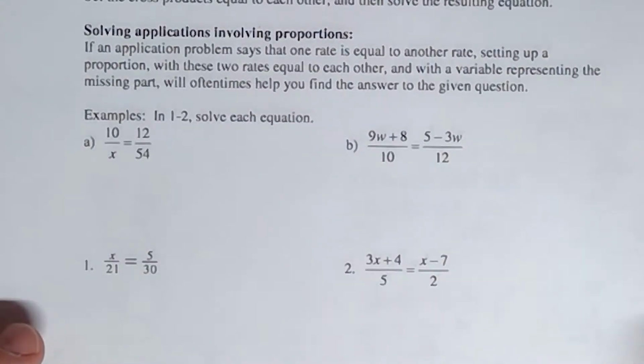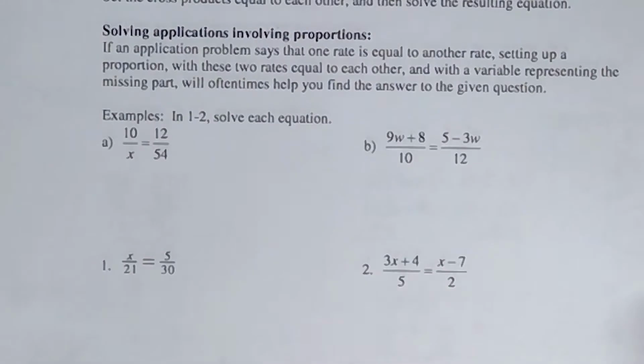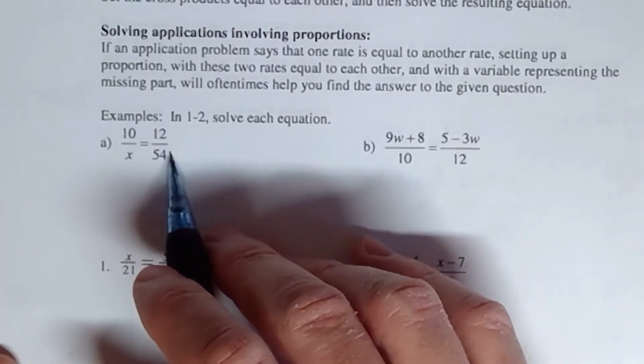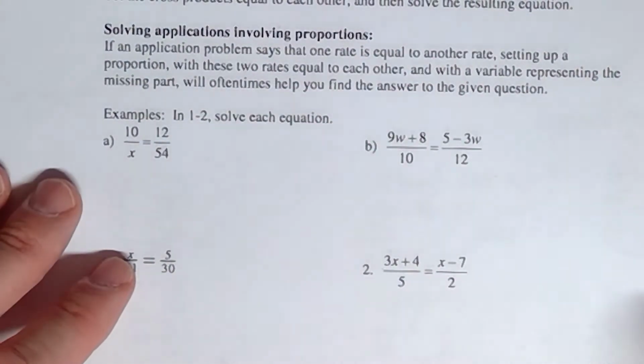cross-multiplying, not cross-canceling, you guys. Don't cross-cancel. Remember, you only cross-cancel when you are multiplying fractions. These fractions aren't being multiplied, they're equal to each other. Totally different thing. But you can cross multiply.